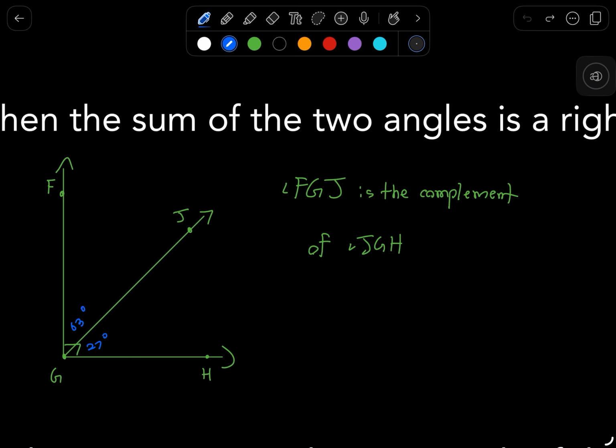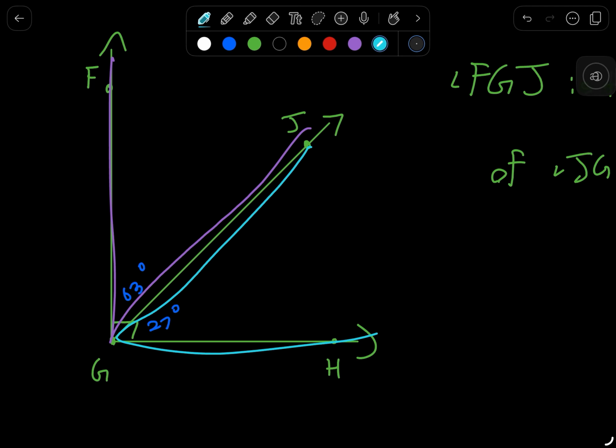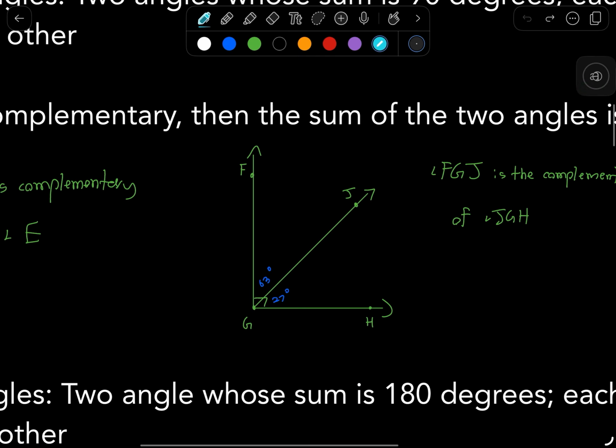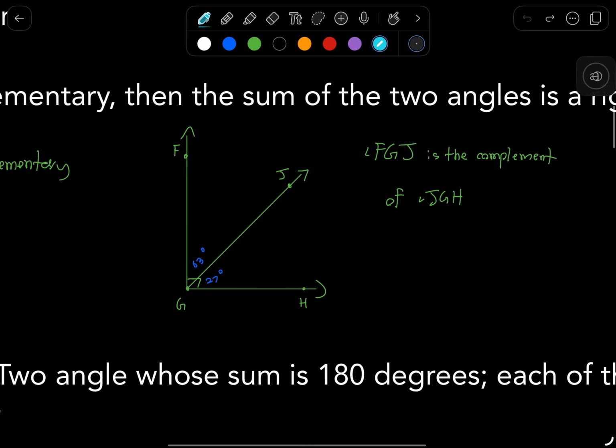Similar logic here. You have this entire angle, which is a right angle, and then you have FGJ and angle JGH. Because both of them form that entire right angle, they are complements. Again, FGJ is the complement of JGH. They both add up to that right angle.